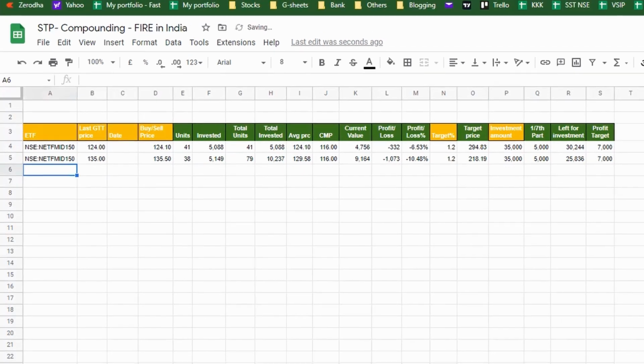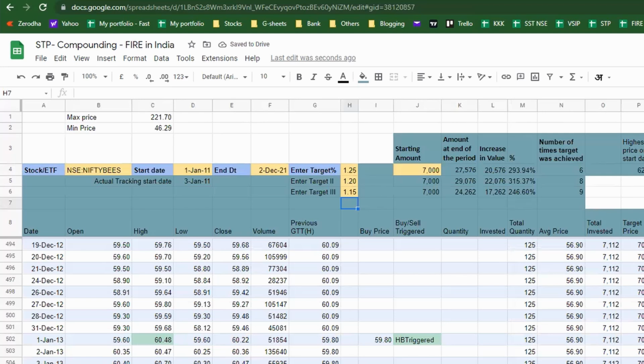Right. Next is the backtesting sheet. This is the sheet which took the highest amount of time because I had to do a lot of calculations, a lot of research to get to the right calculations. So how to use this sheet?